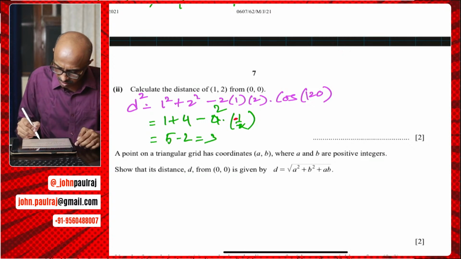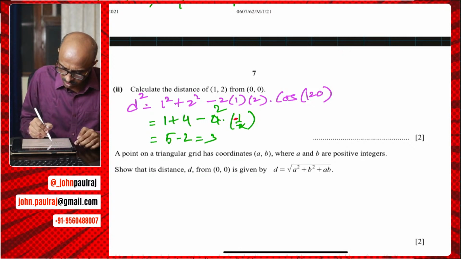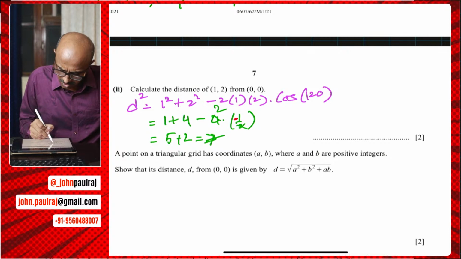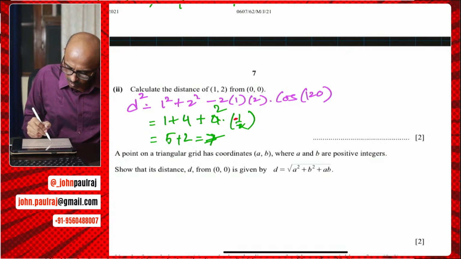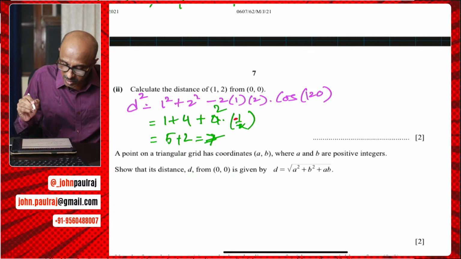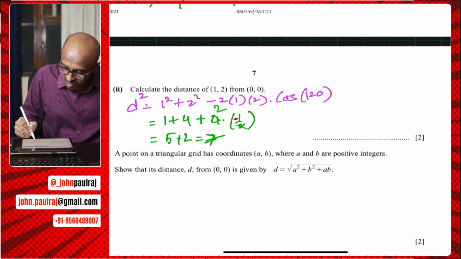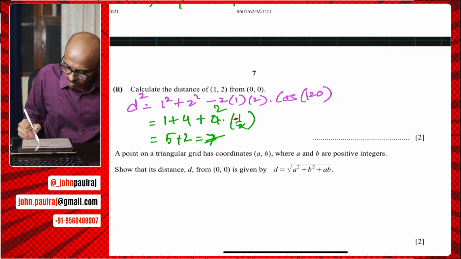Is that right? Let me just check. 4, that's 2, this is a plus 2, sorry, that's 7. Am I doing my math correctly? This is 2, 4 plus 2 is 6. Yeah, so this has to be a negative, which becomes a positive, okay? So that's a negative one here. Cos of 120 is a negative half, so that will become 5 plus 2 is 7. That's D square, which means D should be equal to square root of 7.